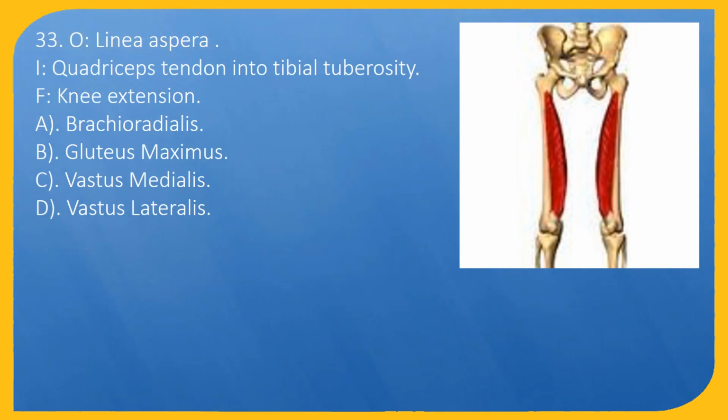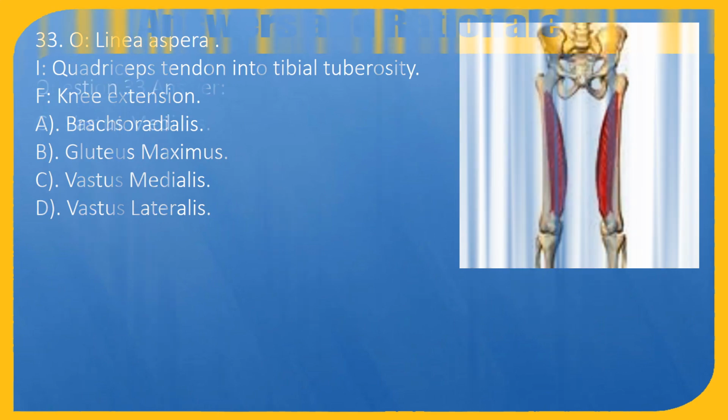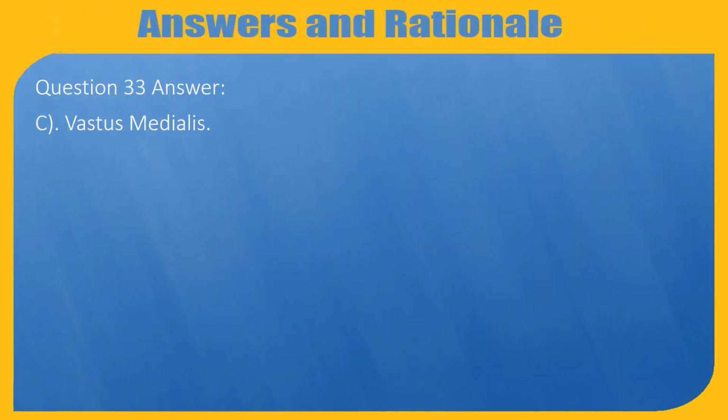Question 33. O: linea aspera. I: quadriceps tendon into tibial tuberosity. F: knee extension. A. Brachioradialis. B. Gluteus Maximus. C. Vastus Medialis. D. Vastus lateralis. Question 33. Answer C. Vastus Medialis.